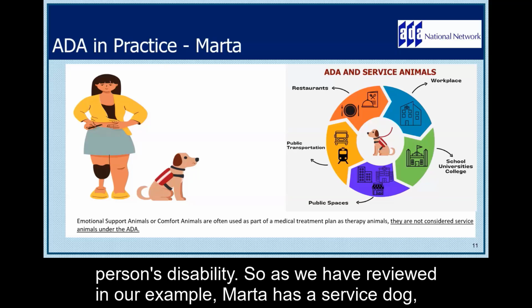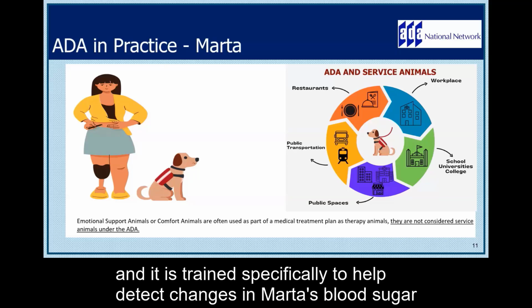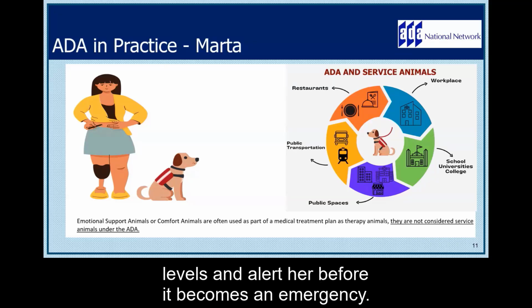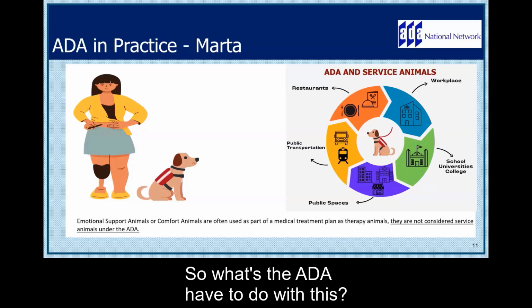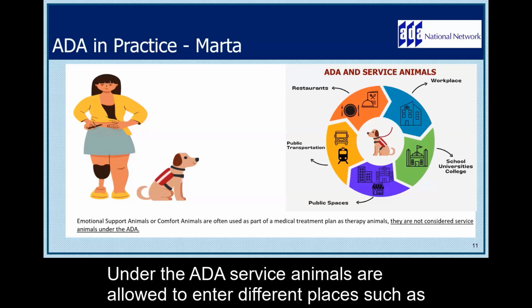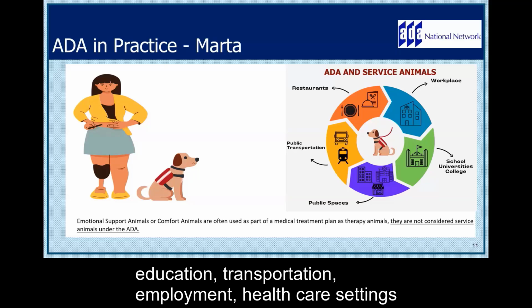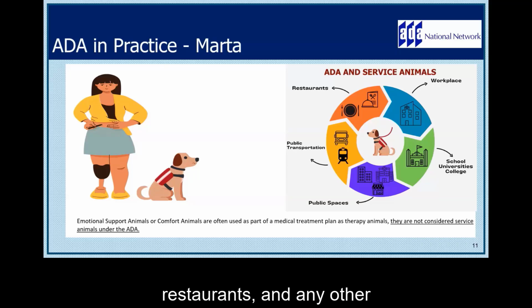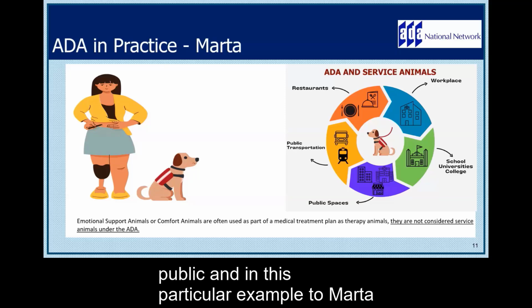So as we have reviewed in our example, Marta has a service dog and it is trained specifically to help detect changes in Marta's blood sugar levels and alert her before it becomes an emergency. So what does the ADA have to do with this? Under the ADA, service animals are allowed to enter different places in areas such as education, transportation, employment, healthcare settings, restaurants, and any other place that offers a service to the public, and in this particular example, to Marta.